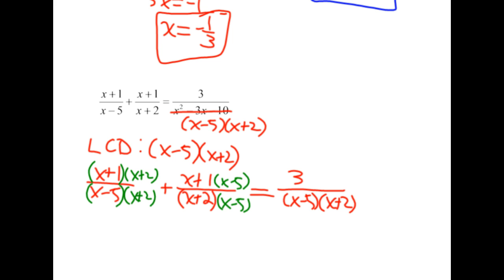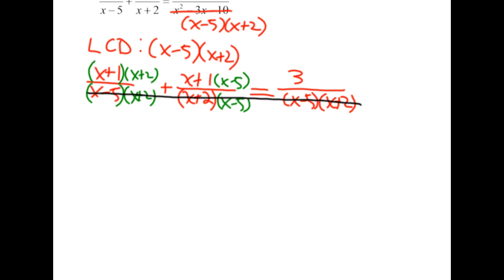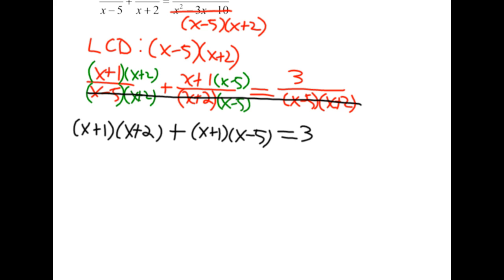Now, if you look, all the denominators are matched, so I can just draw a line and cancel them, right? So my new equation is simply (x plus 1) times (x plus 2) plus (x plus 1) times (x minus 5) equals 3. And I really should have put parentheses around these two like that. Okay? Now, to solve this, the first thing I've got to do is FOIL the first two parentheses. I'm going to get x squared plus 3x plus 2 plus, FOILing the second set of parentheses, I get x squared minus 4x minus 5 equals 3.